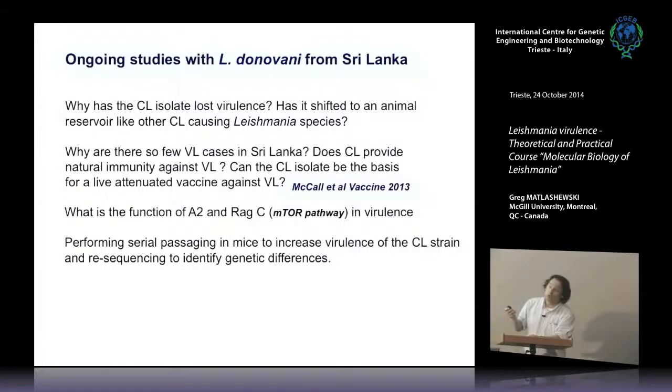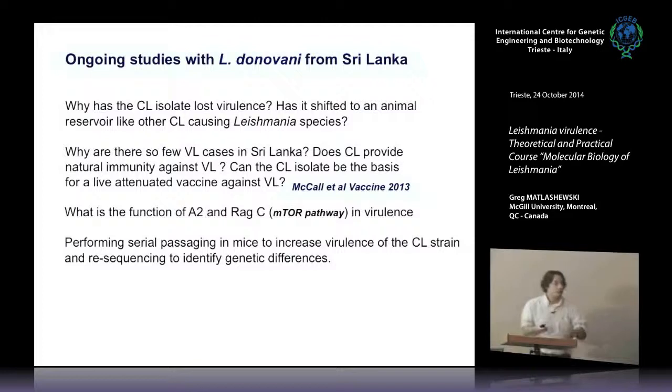Why has the CL form lost its virulence? Why did it switch from a visceral parasite to a cutaneous parasite? And one of the things that I think we should be looking at, and we're starting to look at, is maybe humans are no longer the reservoir for this parasite. Maybe it's moved from a human reservoir back into an animal reservoir. And when you move to an animal reservoir, it may not need to survive at the higher temperature. So it might be one of the Donovani that has switched to an animal reservoir. We have some weak evidence, and we'd like to follow up on that.